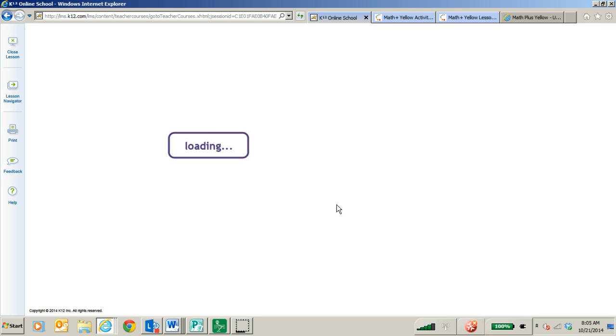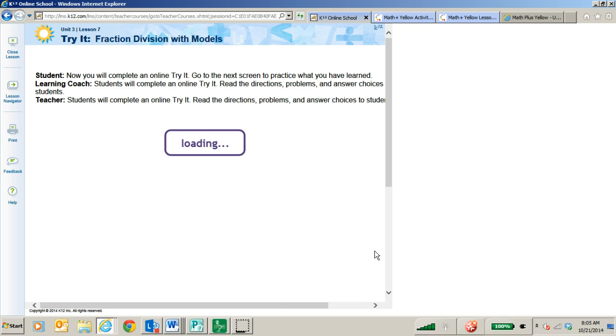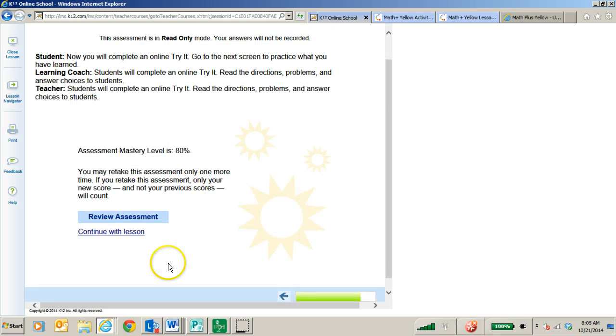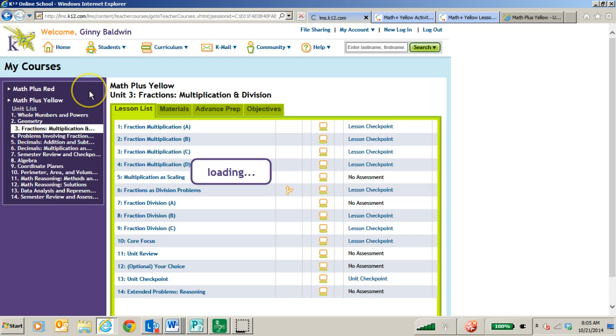And so after you complete that checkpoint, there will be the chance just to mark this lesson complete. Like I said, there is nothing in the student activity guide for you to work on. And so this is a great lesson that just reviews the modeling of fraction division. And this is a key critical component to being able to do more abstract things with fractions.